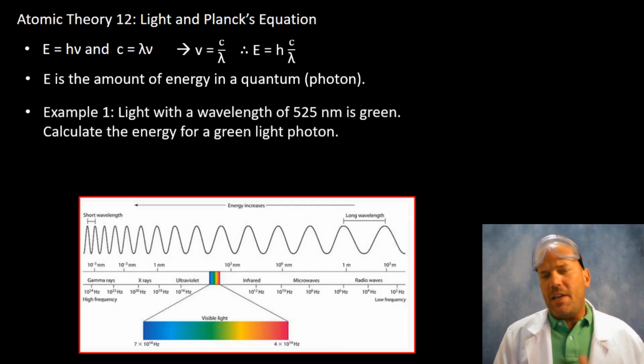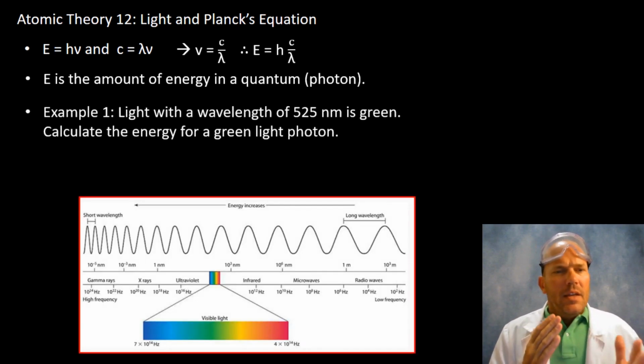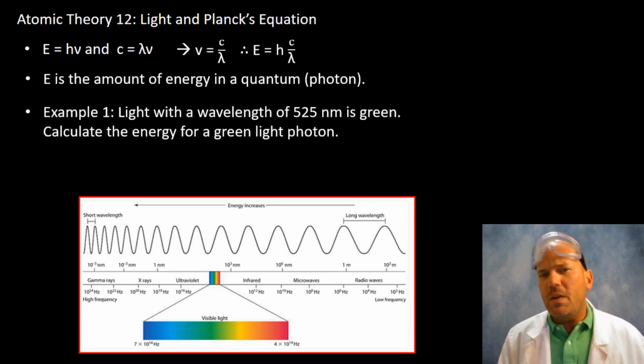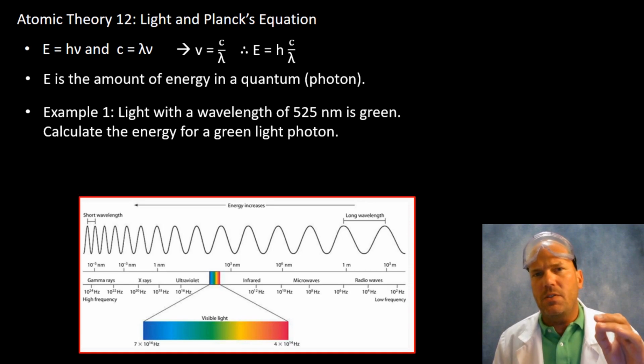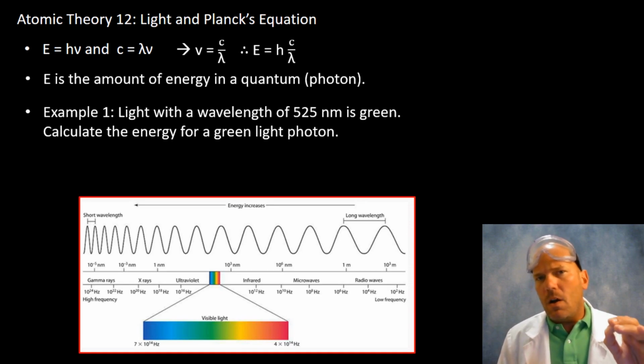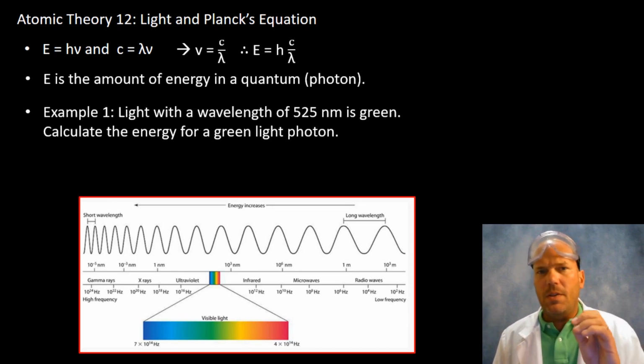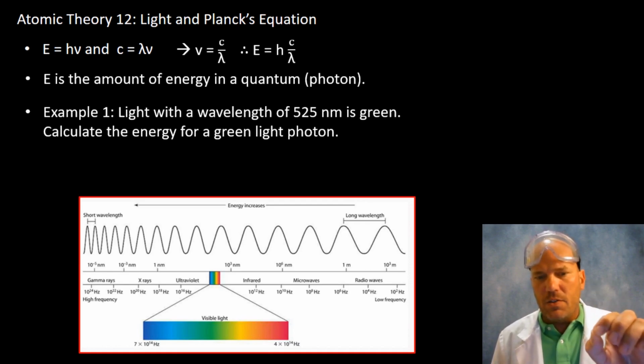So let's do an example problem here. Light with a wavelength of 525 nanometers is green. Now remember, there are 1 billion nanometers in 1 meter. Calculate the energy for a green light photon. So the amount of energy in 1 photon. So that is a quantum of energy.